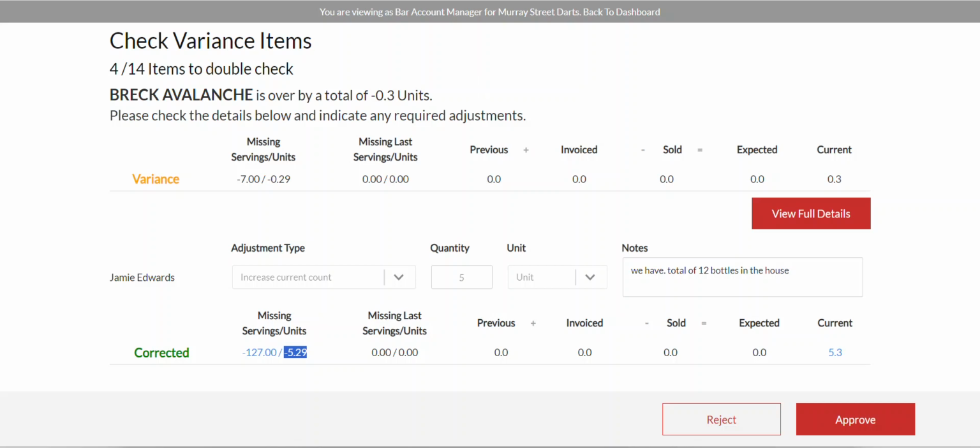That's how we can use the corrected row of the variance support to understand if our adjustments are helping or hindering our results.